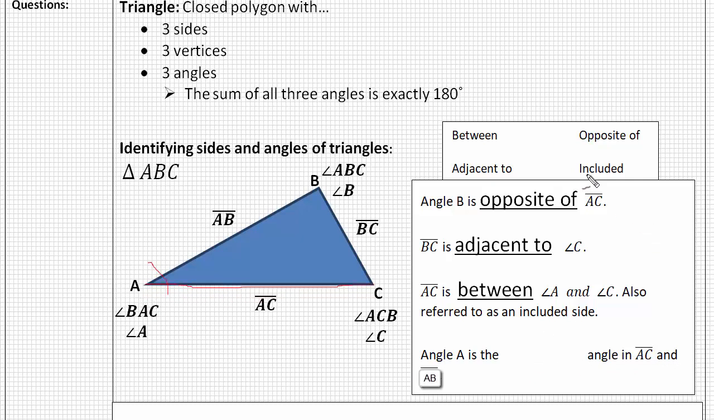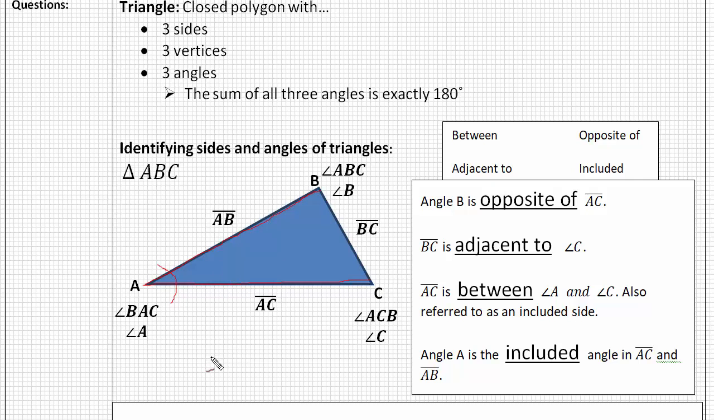Well, the only word left is included, which is very similar to talking about in between, and here's line segment AC and line segment AB. And when you draw those two line segments, you create angle A. Angle A is the included angle in those two line segments. So this will be some vocabulary that we'll continue to use to talk about parts of a triangle and how they are in relation to one another.